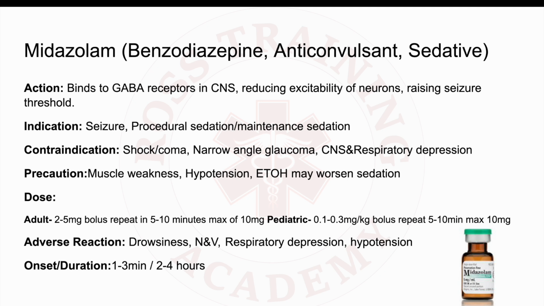The dose is going to be 2 to 5 milligram bolus, and then you can repeat that in 5 to 10 minutes for a max of 10 milligrams for an adult. For a pediatric, it's going to be 0.1 to 0.3 milligrams per kilogram bolus. You can repeat that in 5 to 10 minutes for a max of 10 milligrams. Adverse reactions: you're looking at drowsiness, nausea and vomiting, respiratory depression, and hypotension. And then onset of 1 to 3 minutes, and then 2 to 4 hours for the duration.